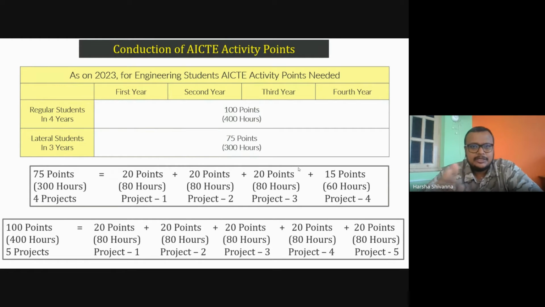If you are a regular student, you need 100 points. If you're a lateral entry student, you need 75 points. 100 points can be earned by implementing 5 different activities, whereas 75 points can be earned by implementing 4 different activities. Now the question is, how can a 20-point activity be earned? What are the activities that can be done for 80 hours?